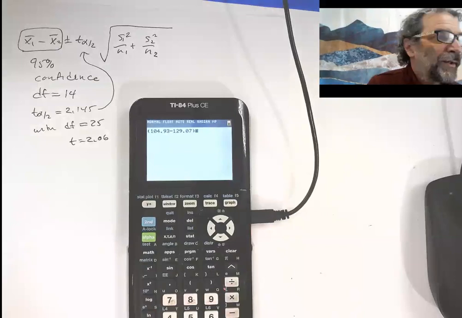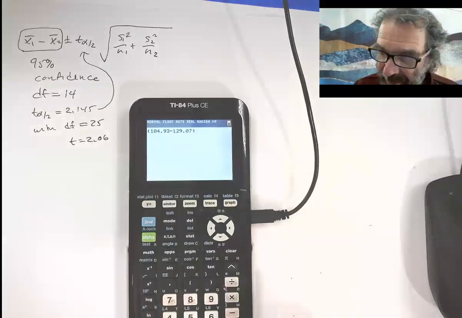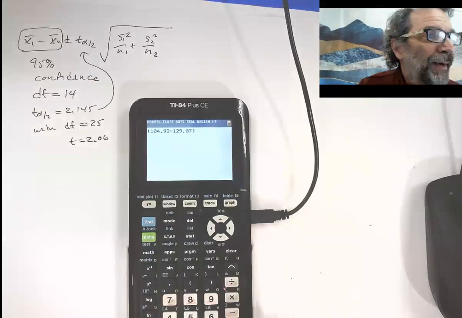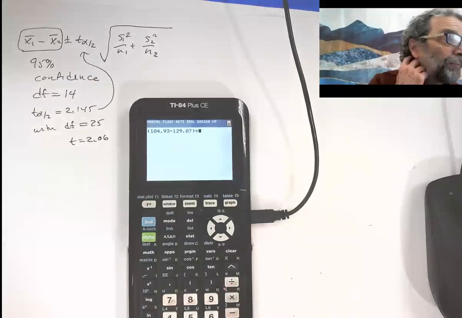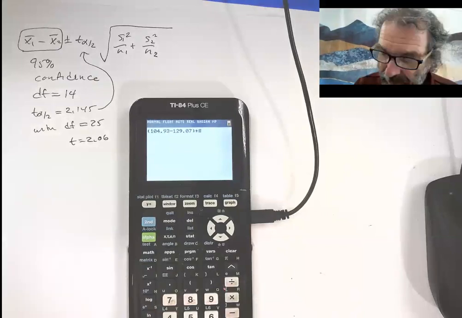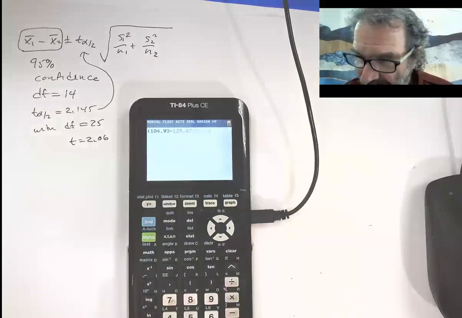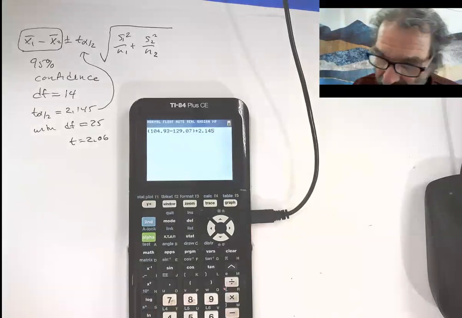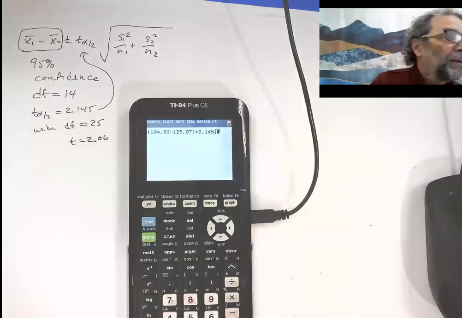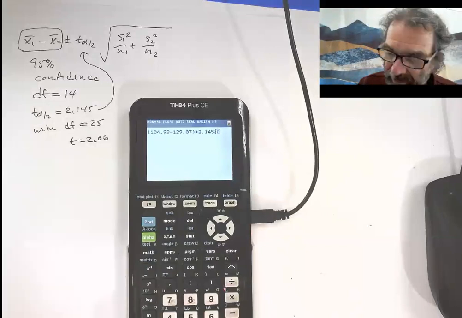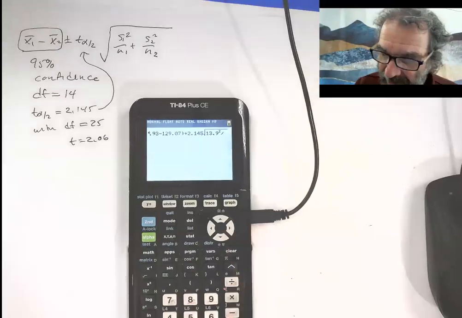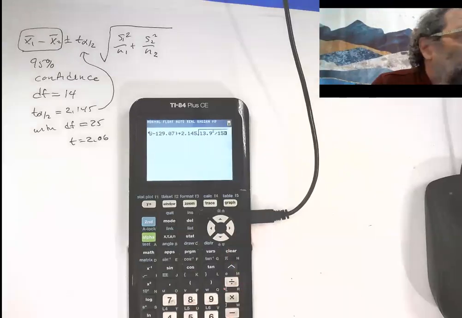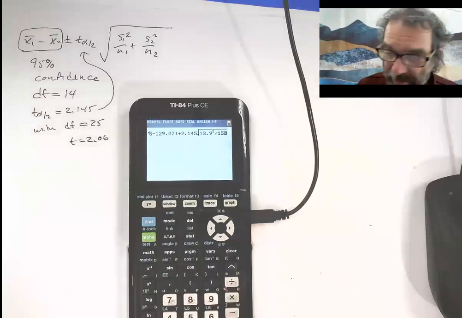We would be fine either way. And then plus, there's a plus or minus there. I'm just going to try plus. And put the t in there. 2.145, and then I'll go square root. Okay, then I want S1. I said 13.9. I'll square that. Come over and divide it by n, which is 15. So the first sample was size 15, and then plus.